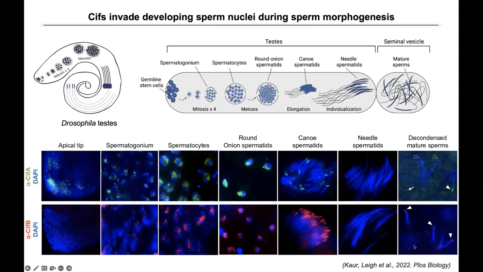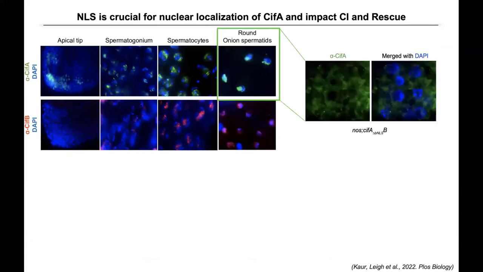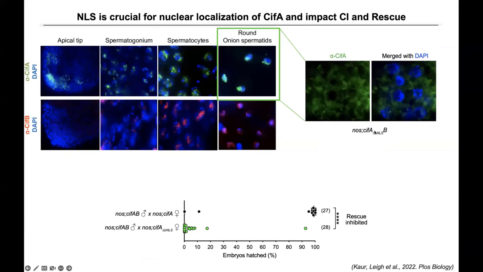After that, we also found that CIF-A specifically encodes a bipartite nuclear localization signal. CIF-A, which was earlier found in the sperm head, in the sperm nuclei, if you delete the bipartite nuclear localization signal, its localization into the nucleus is prohibited. It stays outside only. And this NLS sequence was important for both CI and rescue.